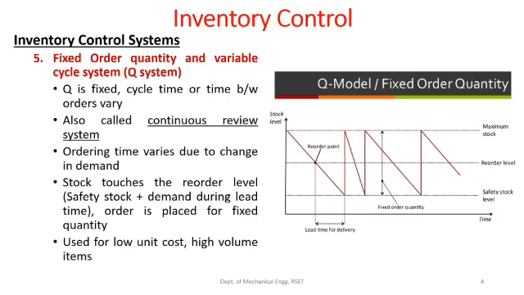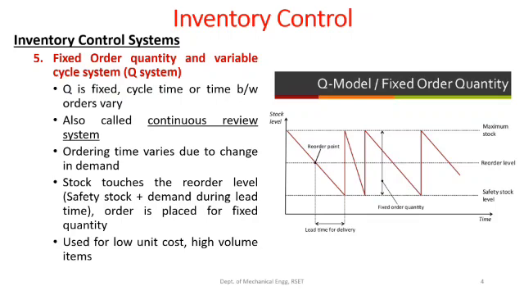Now this particular system is also called the continuous review system, because whenever you use this inventory control system, you have to continuously monitor the stock levels. The ordering times vary due to the fact that the demand, or the rate of consumption of the stock, is different for different cycles. So whenever the stock touches a level called the reorder level, an order is placed for a fixed quantity of products, and this system is generally used for low unit cost, high volume consumption items.